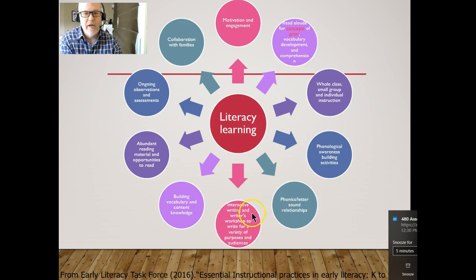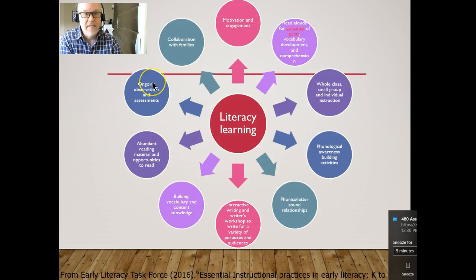We have interactive writing and writer's workshop. We're spending some time building their vocabulary and content knowledge through our read-alouds and engagements with science and math and social studies and other content areas. We give them chances for abundant reading material and opportunities to read, both within our classroom libraries and visits to libraries and leveled books.